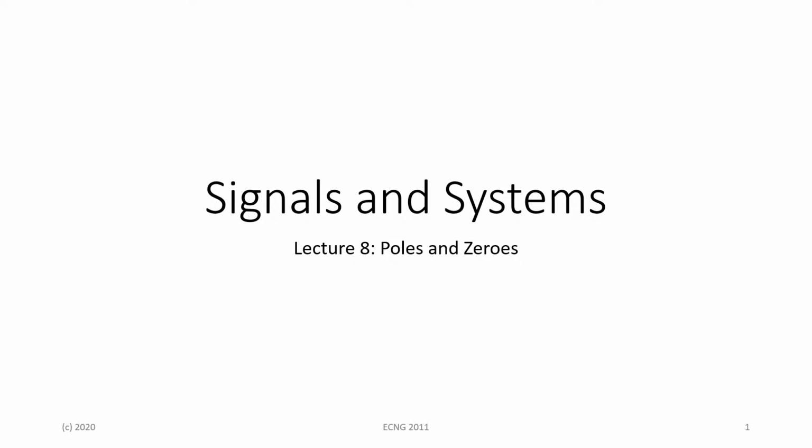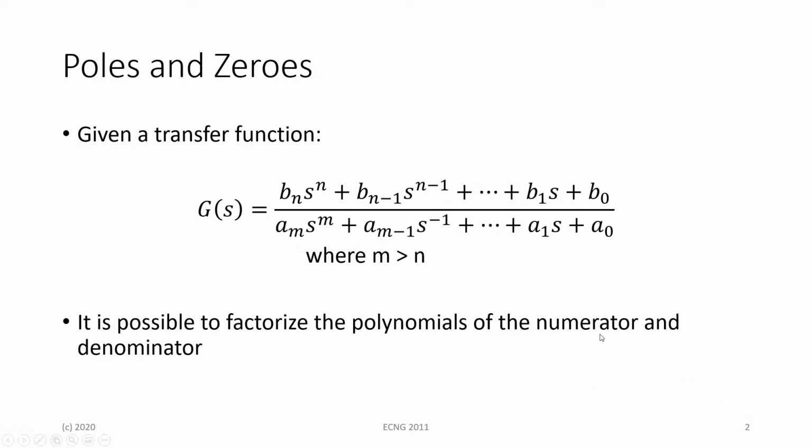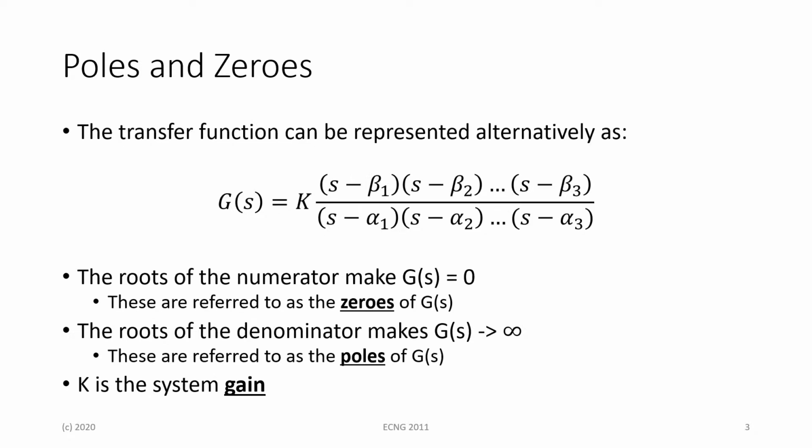So let's start with our first lecture today, which is basically going to be poles and zeros. Now, given that we have a proper transfer function where the degree of the denominator is more than the degree of the numerator, once this condition is satisfied, it is possible to factorize the polynomials of the numerator and denominator. So that means we could just factorize the numerator and denominator accordingly, and we could get it in terms of multiplication factors. And a good example of this would be where we can actually extract out an actual gain component.